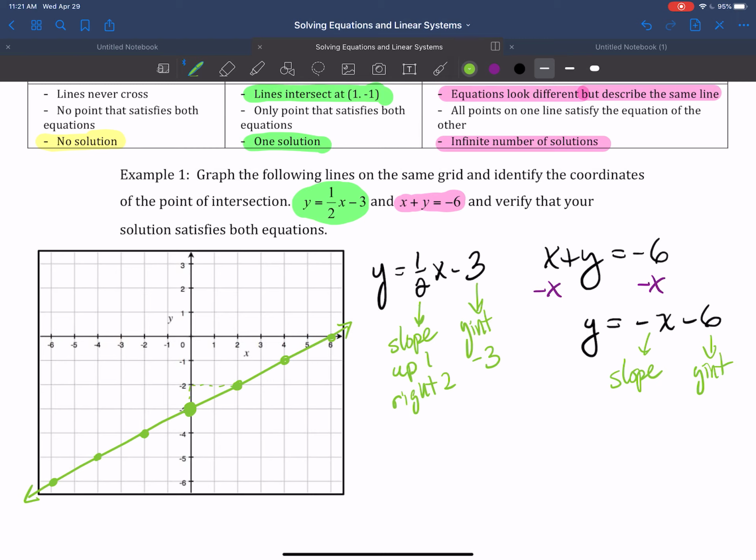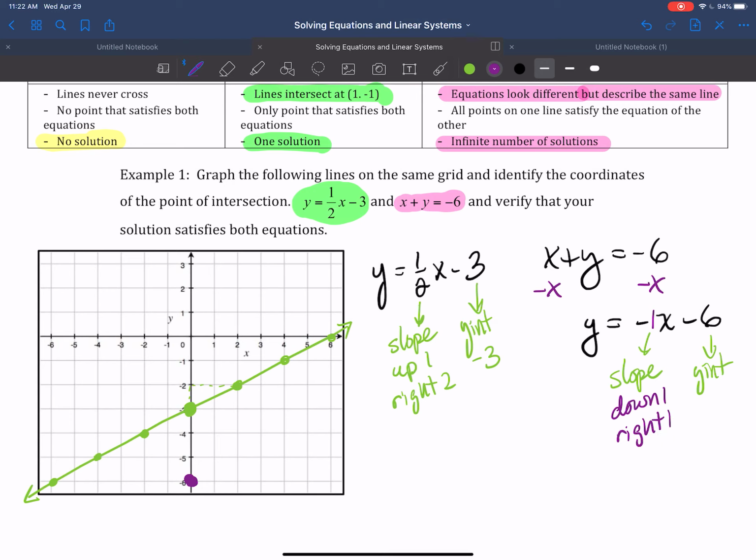So I go to the y-intercept. Let's make this one purple, I guess. And I plot a point. And now I look at the slope. So the slope says -1. That's the coefficient that's in front of x, right? We have -1. So let's see, we can go down 1 and right 1.